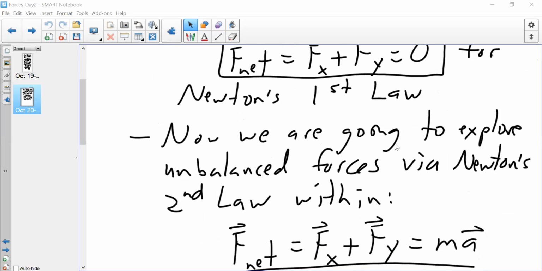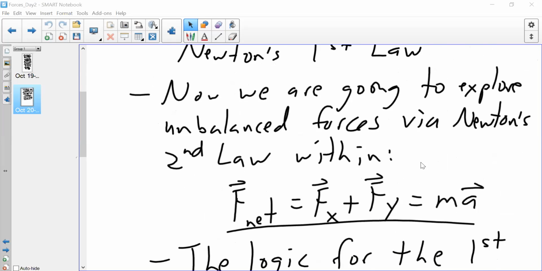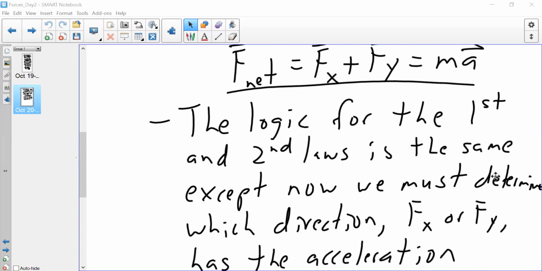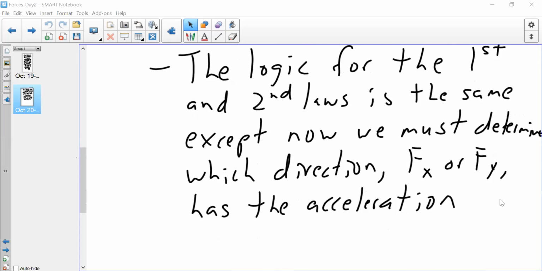Now we're going to explore unbalanced forces via Newton's second law, net force equals mass times acceleration. I already posited that Newton's third law exists within both Newton's first and second law. So you can have an equal and opposite force that adds up to 0, or an equal and opposite force that produces some acceleration. The logic for the first and second laws is the same, except now we must determine which direction, Fx or Fy, has the acceleration in the system.